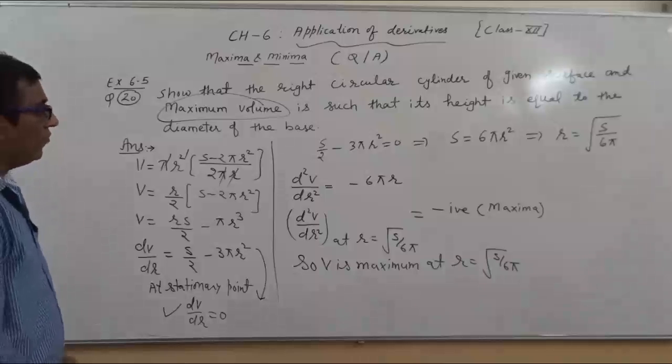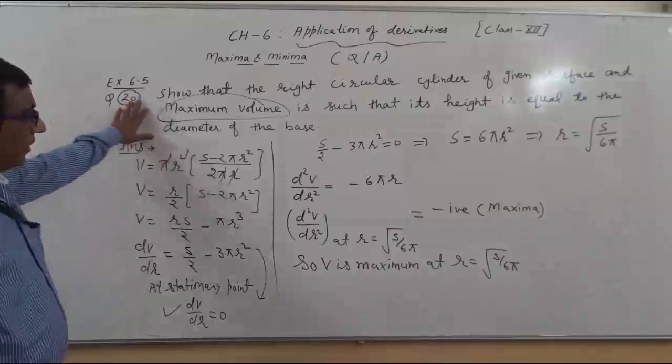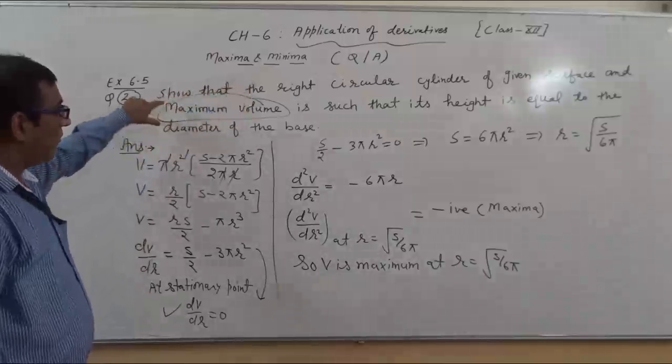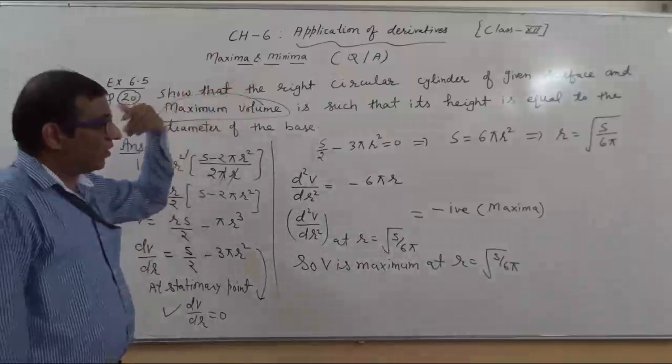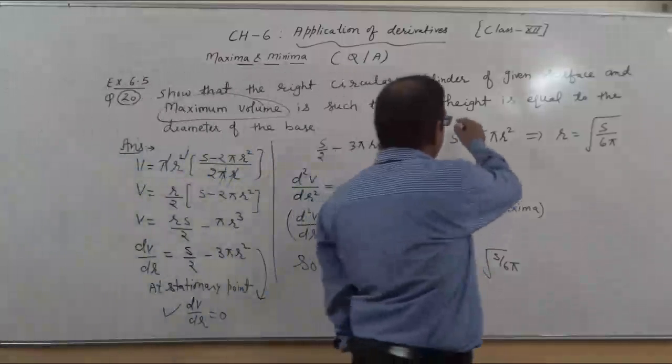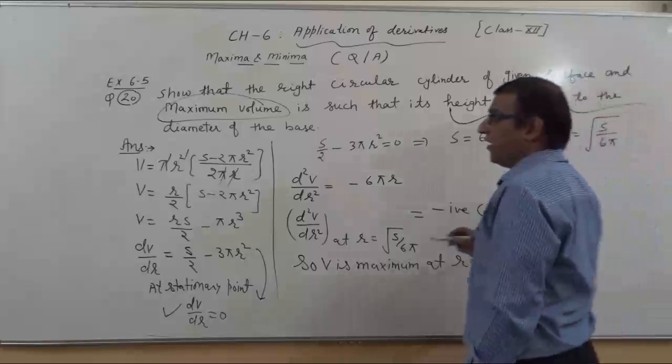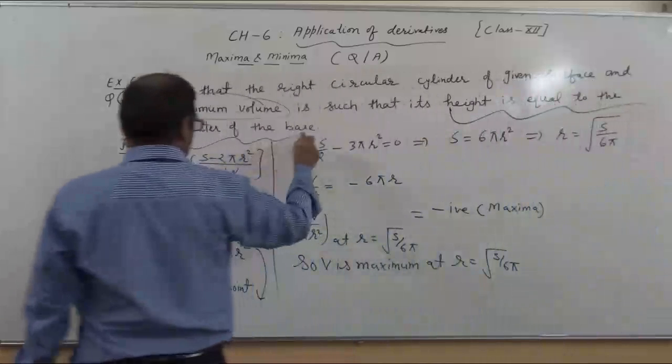After this, what we will do? As per the given question, we have to show the volume is maximum. Now we will come to the next part. The height is equal to the diameter of the base. So what we will do?